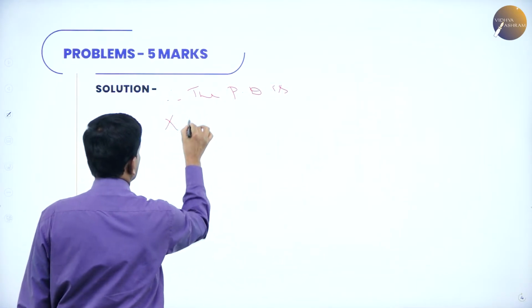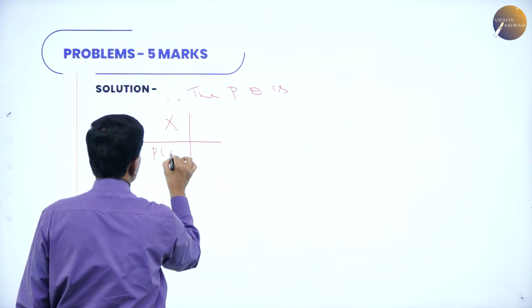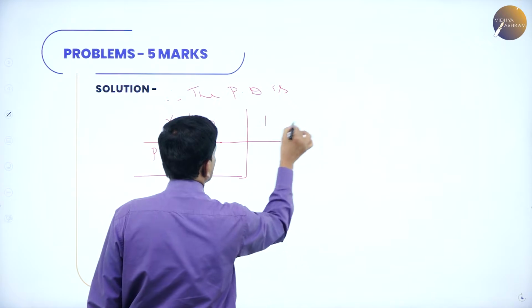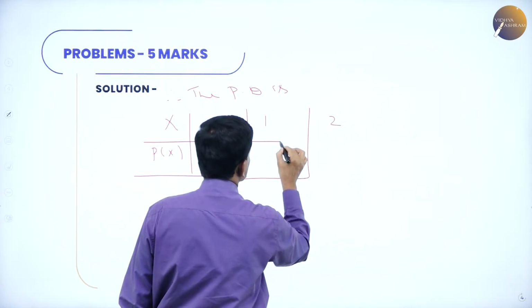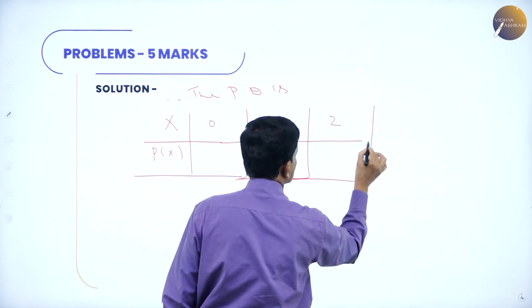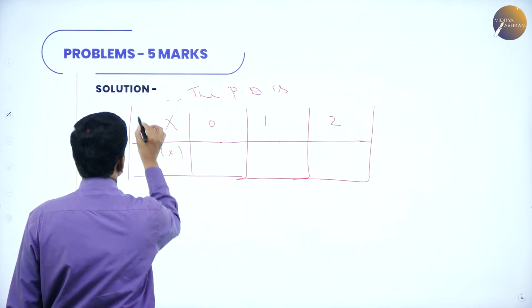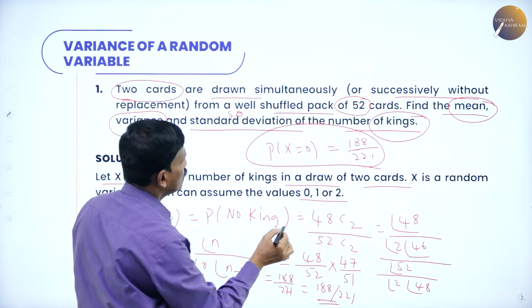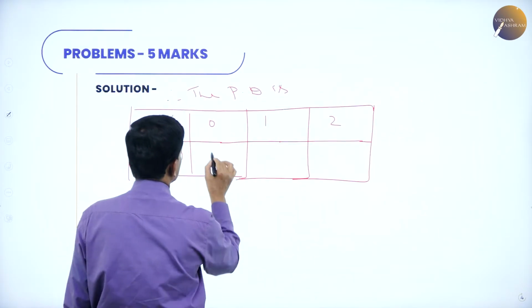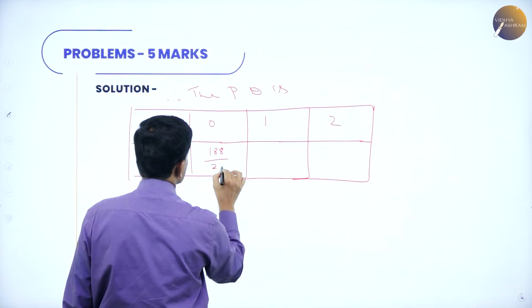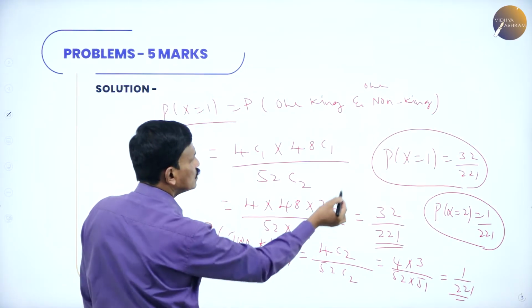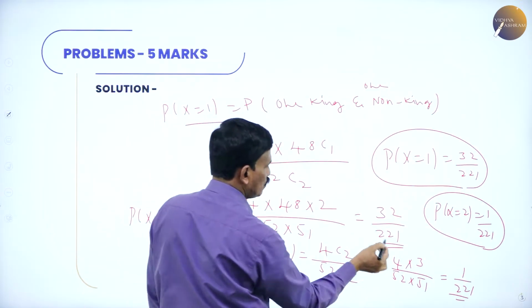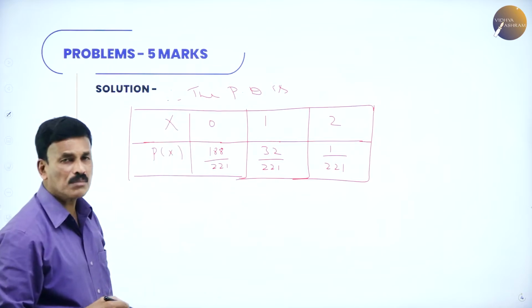Hence the probability distribution for this is x and P of x. When x is equal to 0, x is equal to 1 and x is equal to 2. When x is equal to 0, what is the answer we are getting? 188 by 221. When x is equal to 1, it is 32 by 221. And when x is equal to 2, it is 1 by 221. So this is the probability distribution.